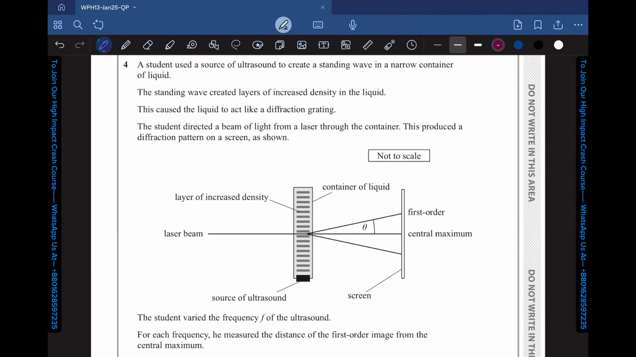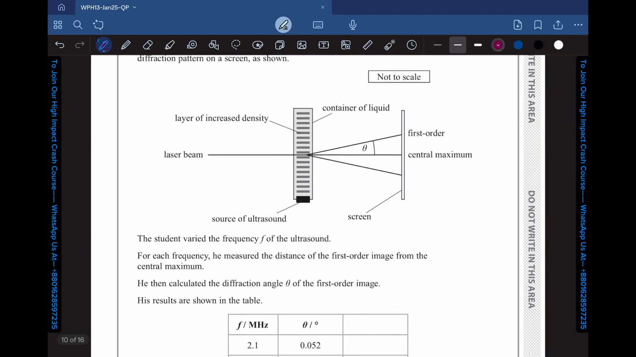Now let's solve the last question, number 4. A student used a source of ultrasound to create a standing wave in a narrow container of liquid. The standing wave created layers of increased density in the liquid. This causes the liquid to act like a diffraction grating, something that we have learned in our physics unit 2. The student directed a beam of light from a laser through the container. This produced a diffraction pattern on a screen as shown.